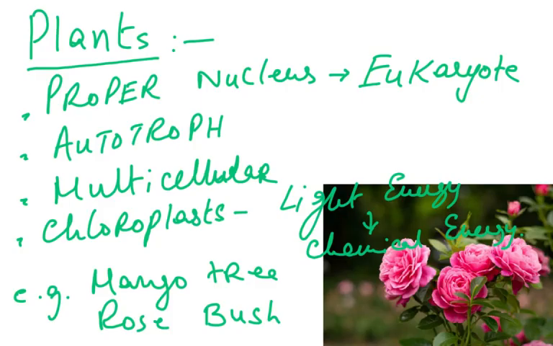Then plants: proper nucleus again, eukaryote, autotrophs, and they're all multicellular. And chloroplasts, they convert light energy into chemical energy. Examples are a mango tree or a rose bush.